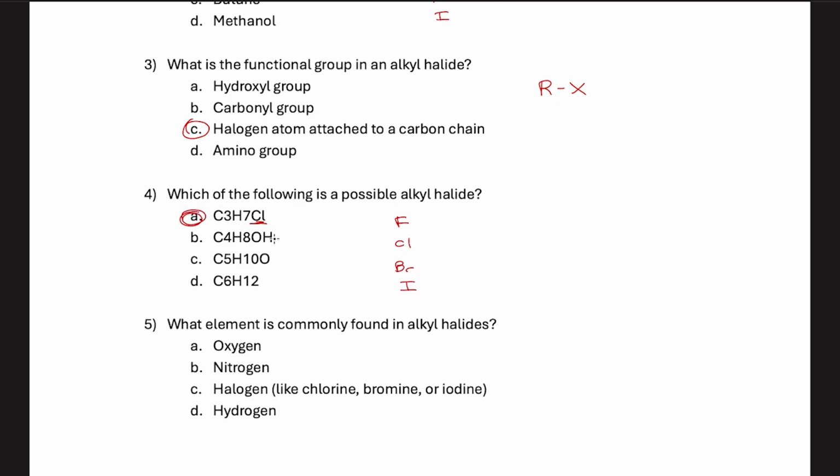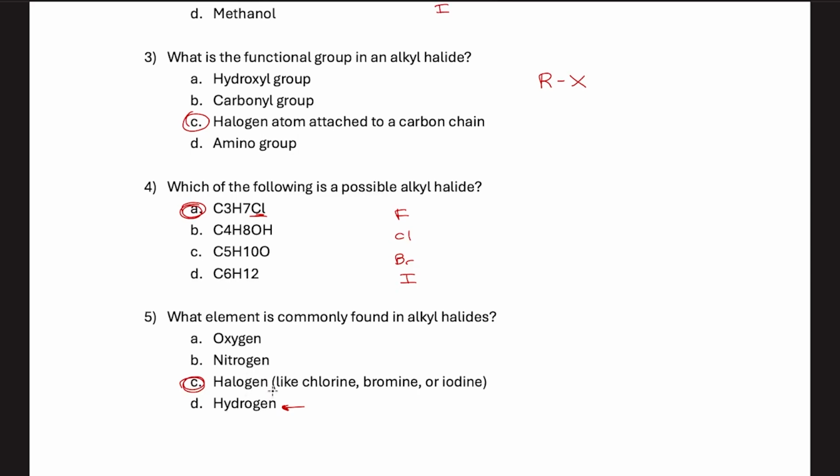We see chlorine. And then the last one, which element is commonly found in alkyl halides? Well, the definition is a halogen. Now, I understand this is a weird question. I mean, you can also point to hydrogen. Hydrogen is definitely going to be common in alkyl halides. It's going to be common in most, if not all, organic compounds. So I understand that this is an iffy question. But you see where I'm reaching. I want you guys to realize that a halogen is commonly found in alkyl halides.